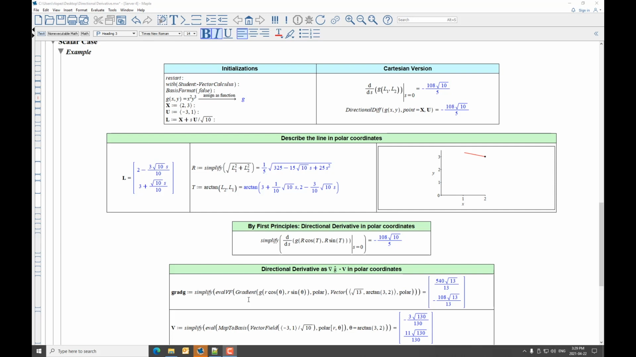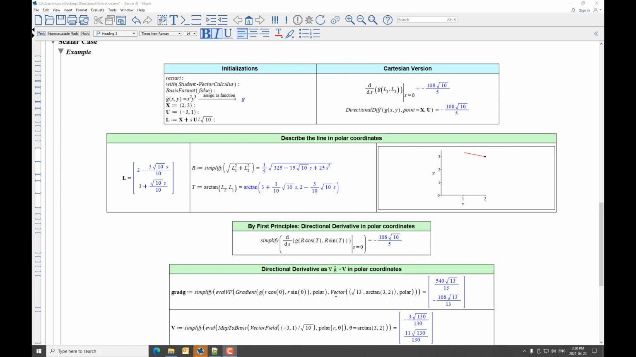So gradient applied to G evaluated in polar coordinates, right? X equals R cos theta, Y equals R sine theta. And you've got to tell Maple that the gradient is taken in polar coordinates. And then evaluate that gradient. And you need to use the eval VF command because you're getting from the gradient a vector field, and you've got to evaluate using this eval VF command.